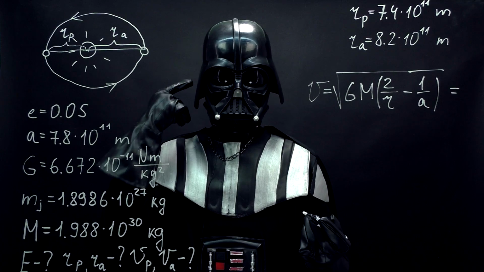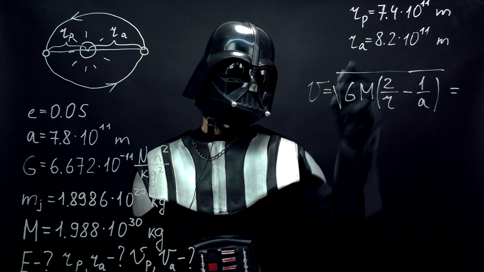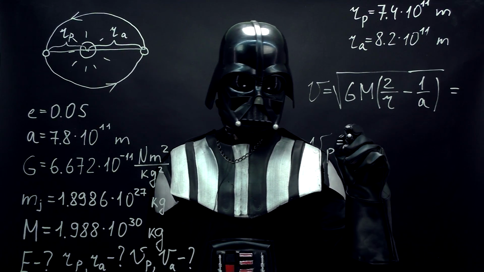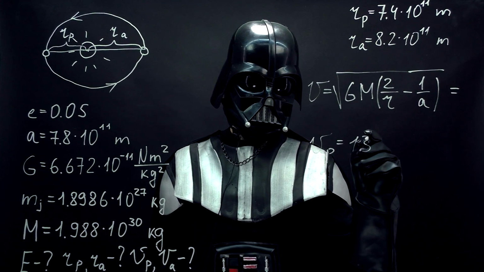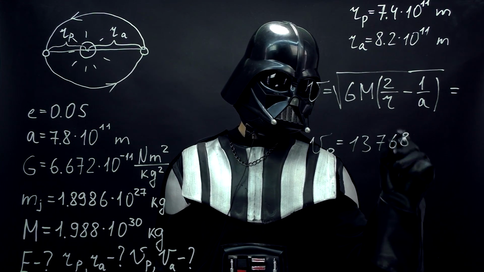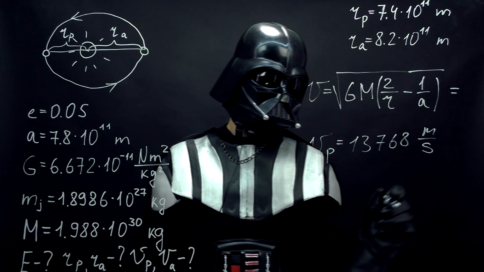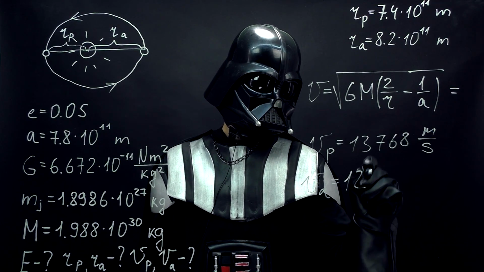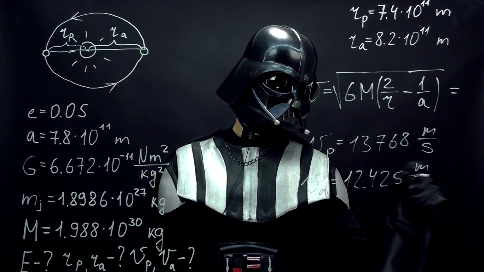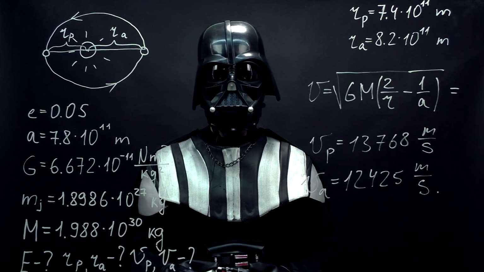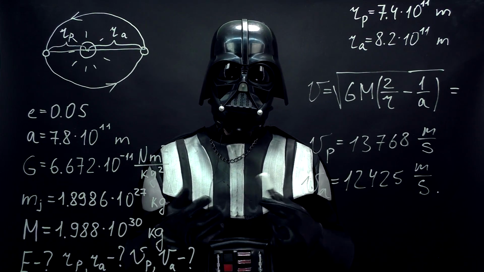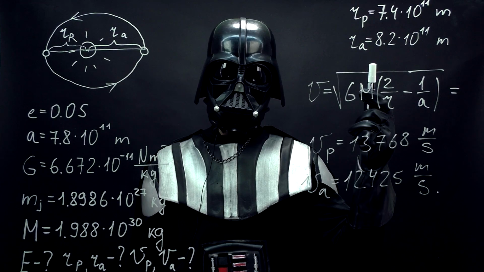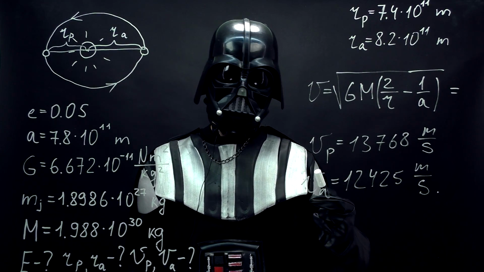Now I will use my powers to find them, and we get that the speed at the perihelion point is equal to 13,768 meters per second, and the aphelion speed equals 12,425 meters per second. Now we know all we need to conquer Jupiter: its energy, perihelion and aphelion distances, and speed of Jupiter at these 2 points.